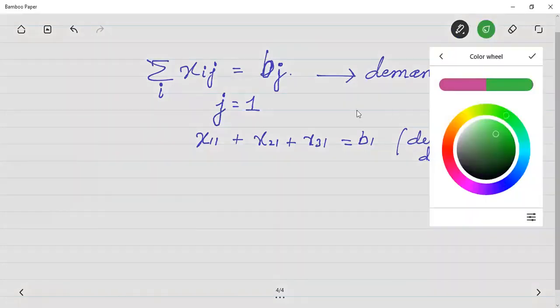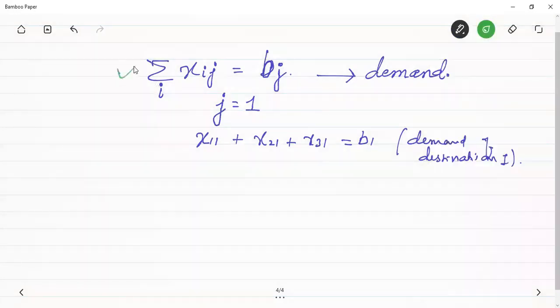So I am writing the constraint of the demand. Again, this demand constraint is not a single constraint. It will be for different demand points. Okay, I have written the first constraint. It is for the demand point 1.